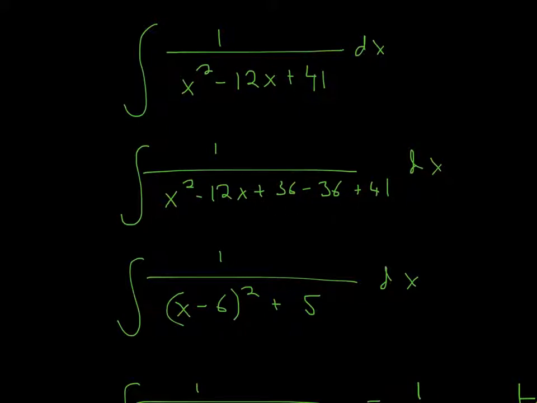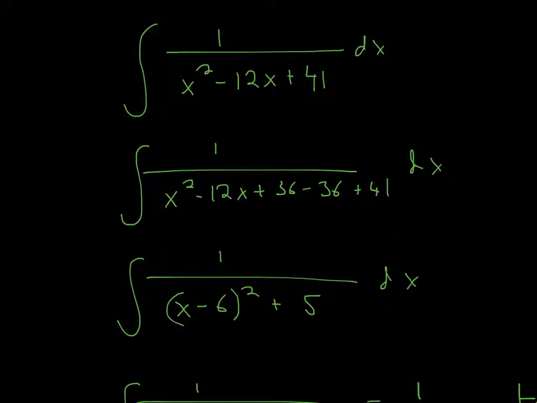But now you can manipulate it, right? Now we can actually factor x squared minus 12x plus 36, this part. We can factor this, and that'll become x minus 6 squared. And then 41 plus negative 36 will just be 5. Now we can actually see something in this.